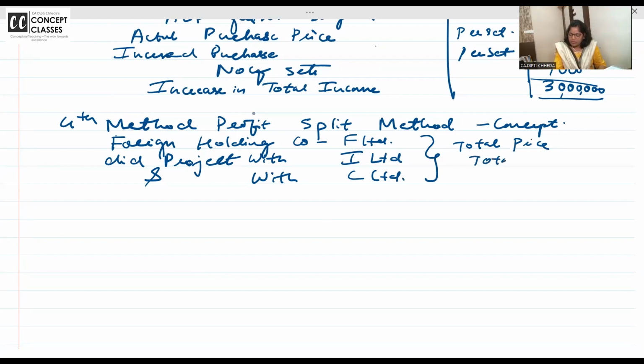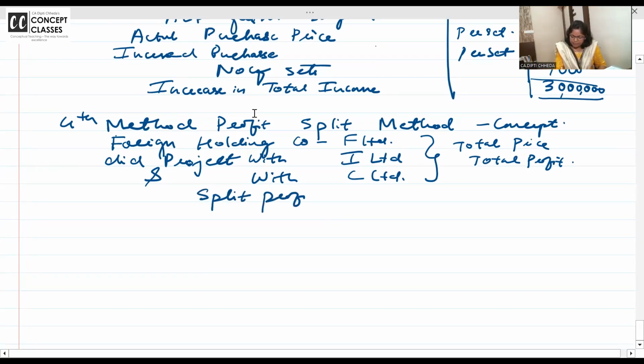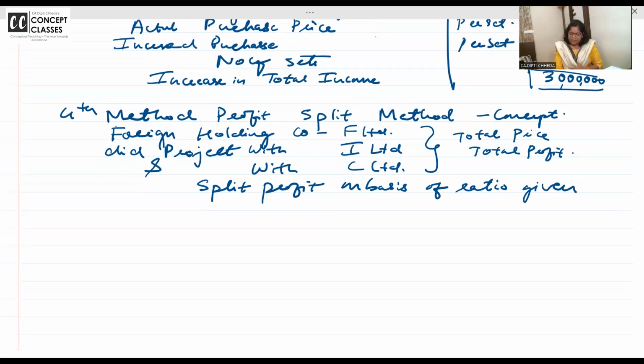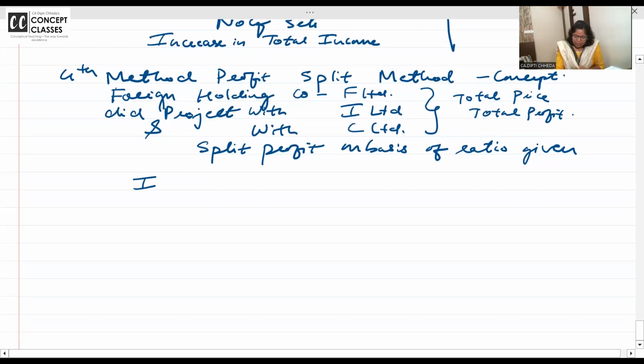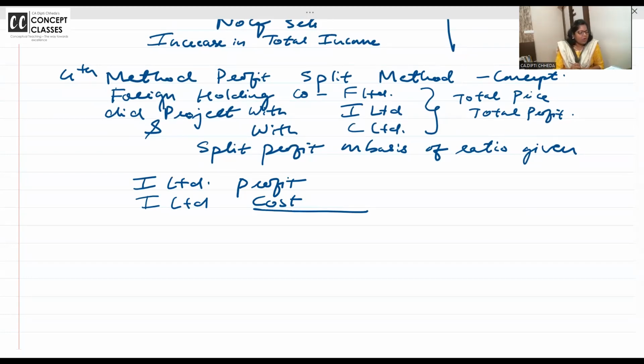We also know the total profit. Okay, they are going to get for the project. Now split profit on basis of ratio given. आपको रेशियो दिया रहेगा एग्जाम में, वो बेसिस पे प्रॉफिट स्प्लिट कर लो. तो हमको किसका प्रॉफिट मिलेगा, इंडिया लिमिटेड का प्रॉफिट मिल जाएगा. और इंडिया लिमिटेड का कॉस्ट आपको क्वेश्चन में दिया है, प्रॉफिट दिया है, आइडियल एक्चुअल प्रॉफिट और कॉस्ट दिया है.